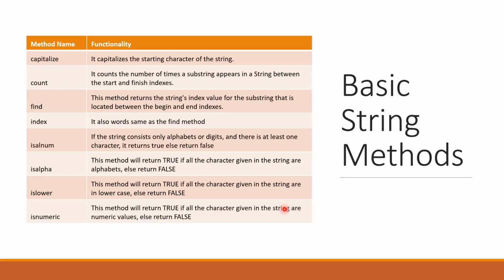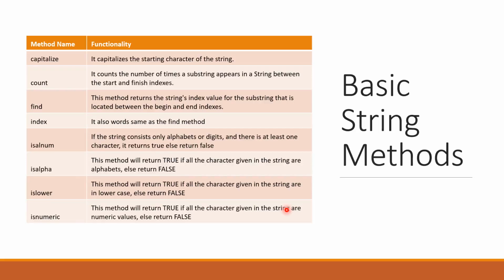Then there is the count method. This count method will count the number of times a substring appears in the string value, given between the start and the finish index. In the same fashion, we have the find method. As the name specifies, this find method is used to find a substring value from a given string, and it will simply return the location of that string, or we can say the starting index of that string.